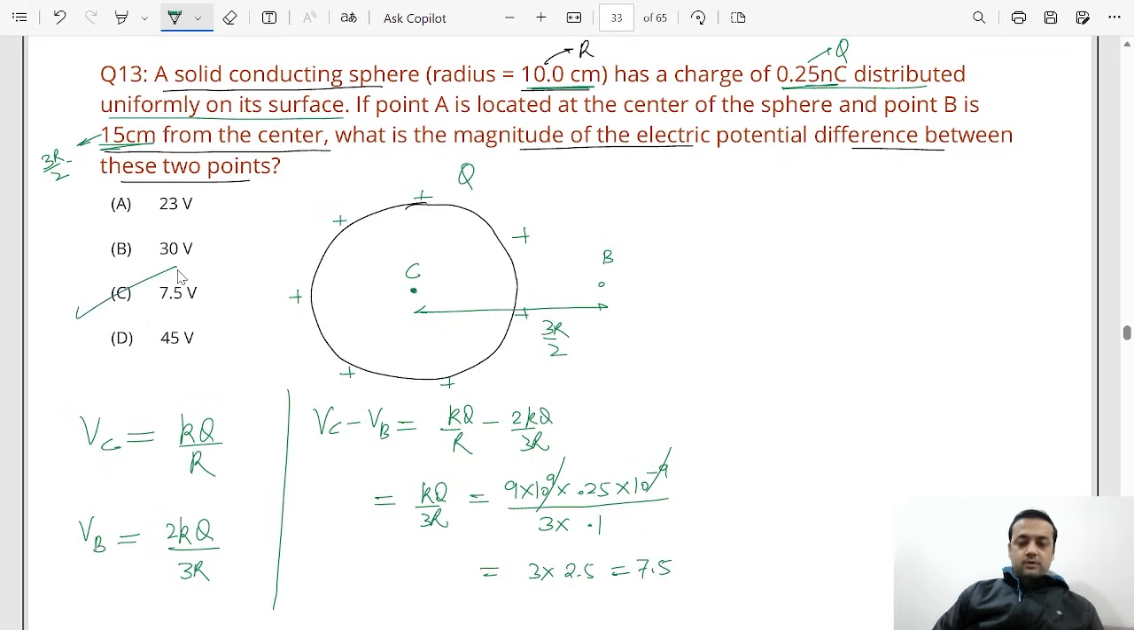Very easy calculation also. So I hope you have understood. Very easy question, if you just know the formula.